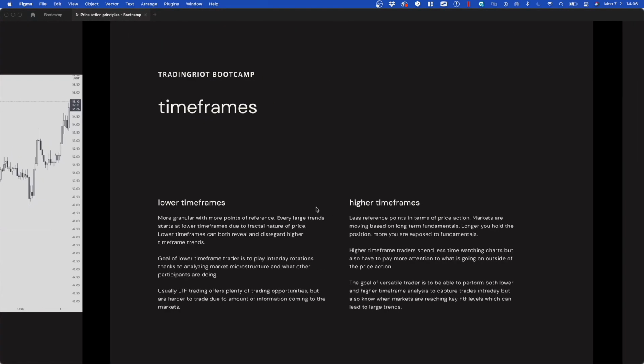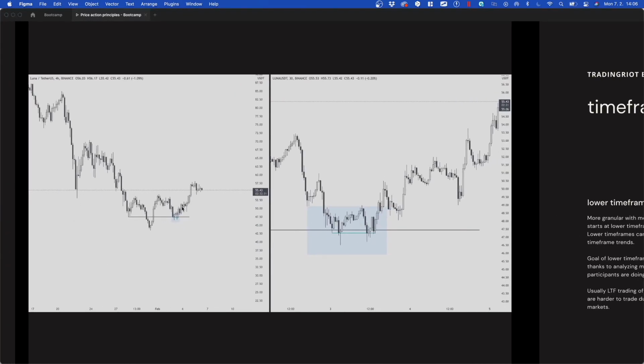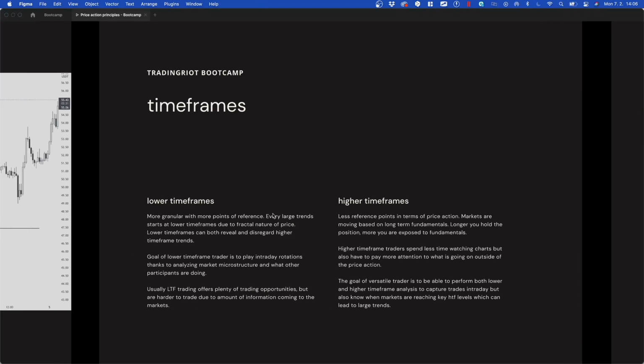And this brings me to the time frames by themselves. Like I said, the lower time frames are more granular with more points of reference. What this means is that patterns and different situations will be repeated much more often on lower time frames compared to higher time frames. For example, a situation like this, when the level of support is lost and then reclaimed, which can bring a trading opportunity on this H4 chart, can happen once a month, but on the 30-minute chart it can happen once a week. Basically, that's the point of that.